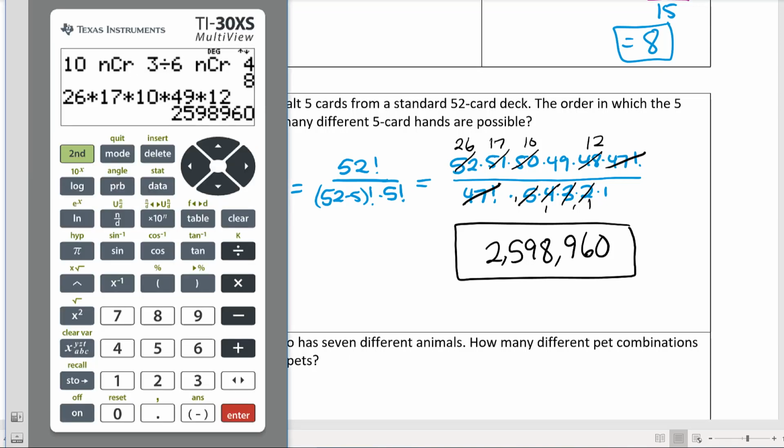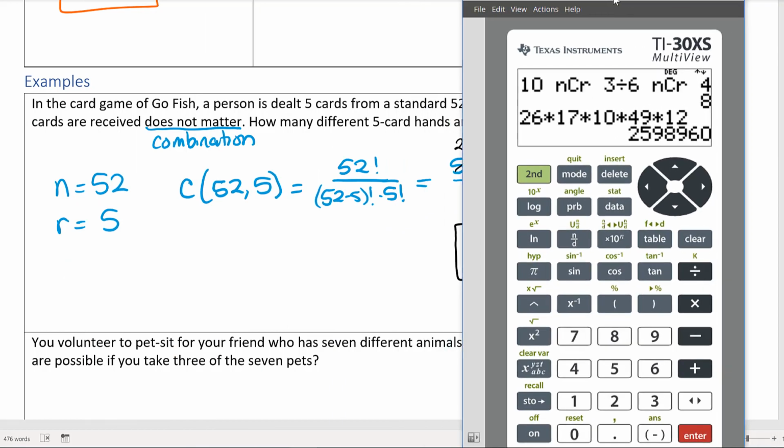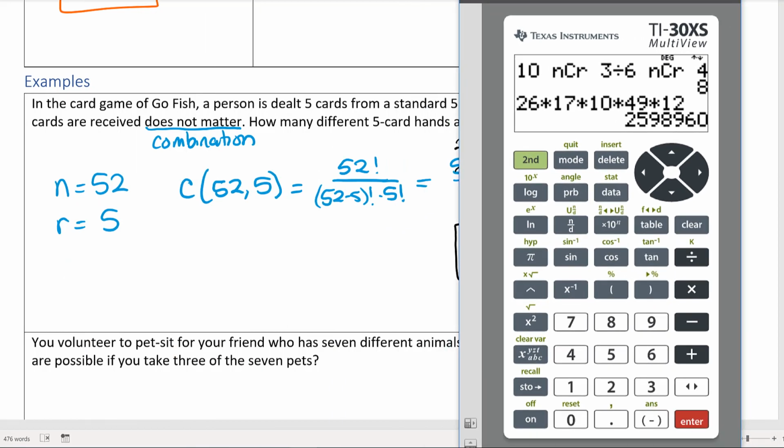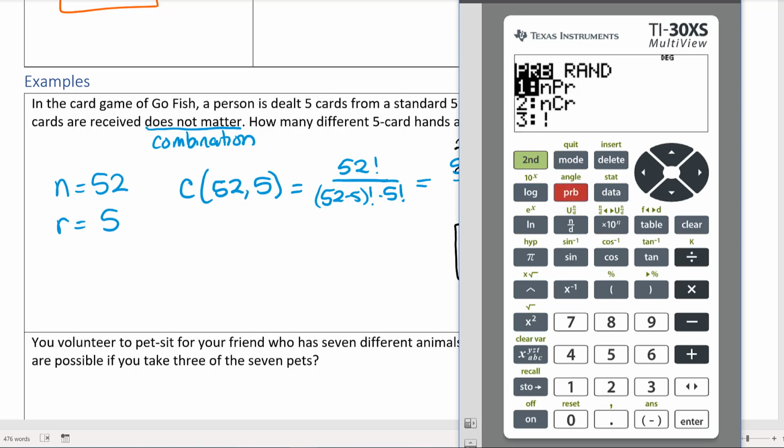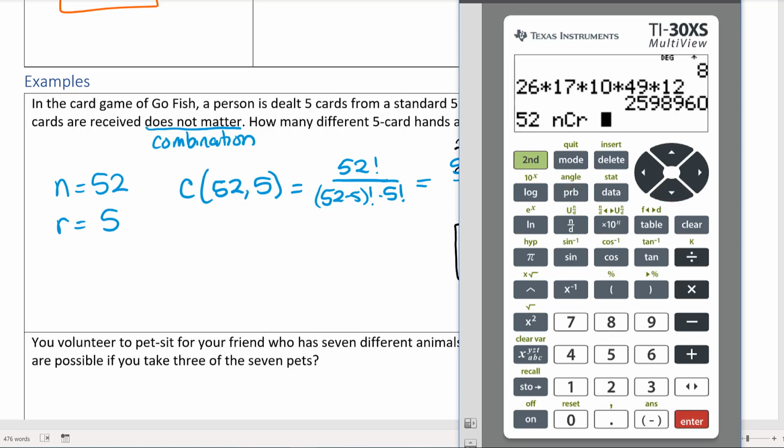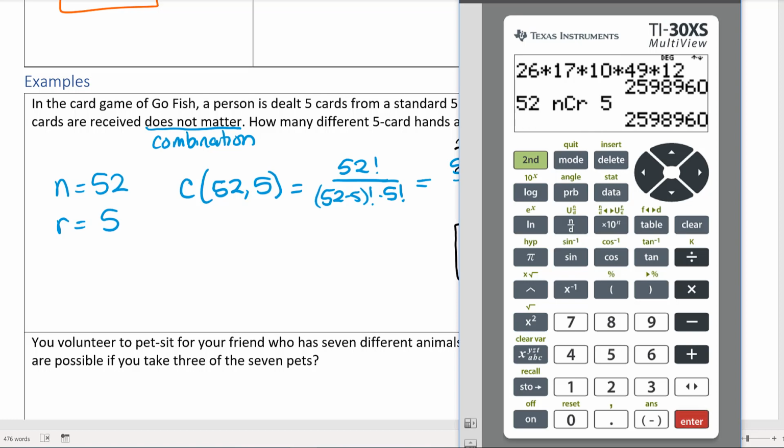Obviously, if you had a calculator with a combination button, you could do this a little bit easier by just typing 52, use your probability button to find the combination button, and 5, and you get the same exact answer.